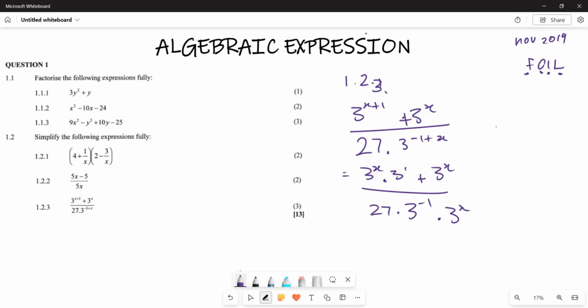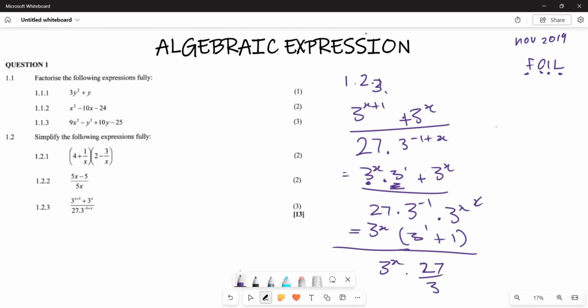Now, the first thing that you can do, you can take out the common factor. What is going to be your common factor? Your common factor here is 3 to the power of x in your numerator. What you are left with, when you've taken out this 3 to the power of x, is 3 to the power of 1 plus 1. Divided by, you can still write this as 3 to the power of x, just writing the 3 to the power of x in front, and then multiplied by 27. And what is 3 to the power of negative 1? This is the same as dividing by 3, right?